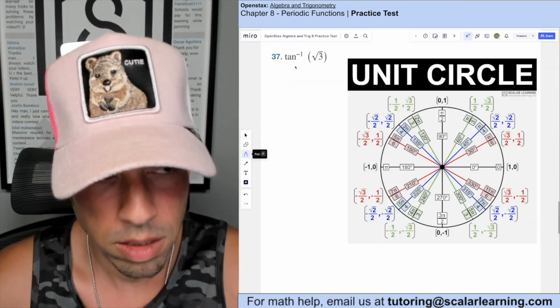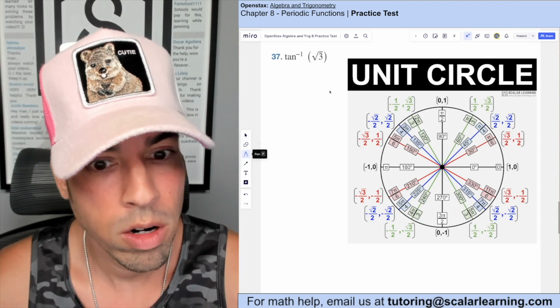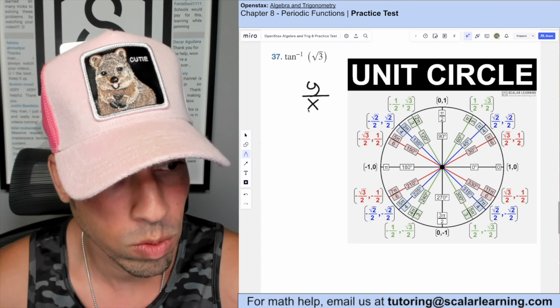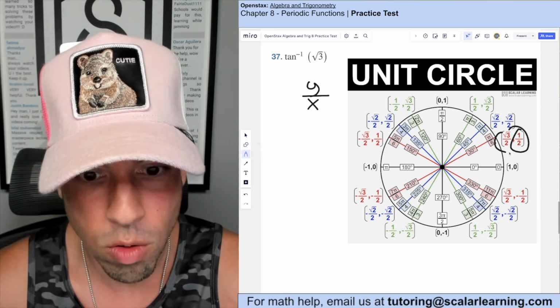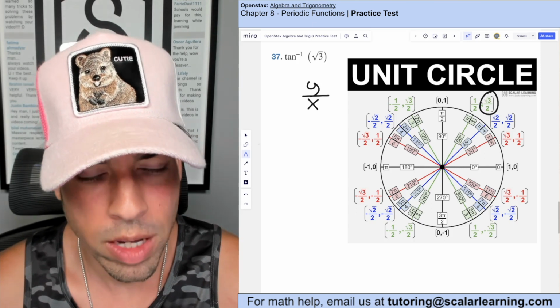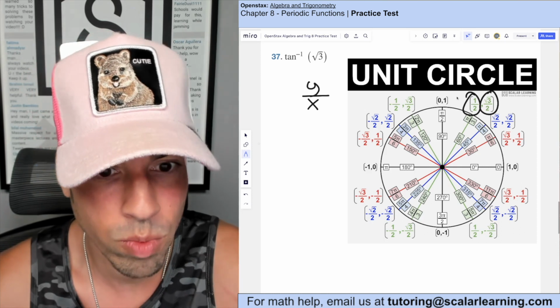So this one is asking to find arctangent of rad 3. So really the question is, where are we going to get a value of rad 3 on the unit circle? And for tangent, that's when y is over x, right? Like y over x. When is that going to give me rad 3? That's going to be when the y is rad 3 over 2 and the x is 1/2, because rad 3 over 2 divided by 1/2 is rad 3.